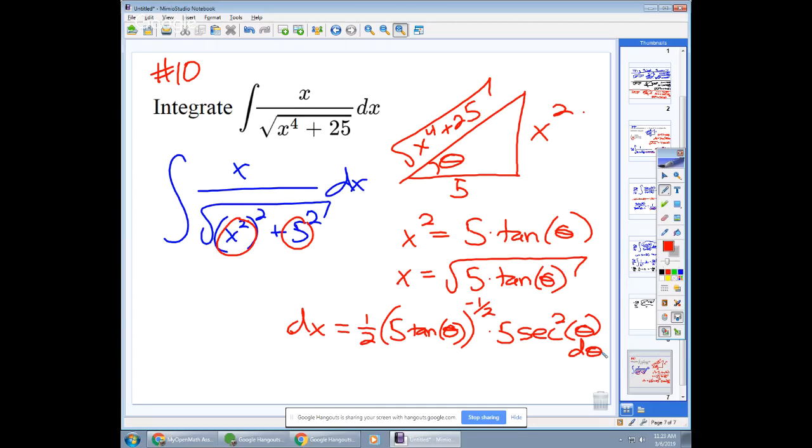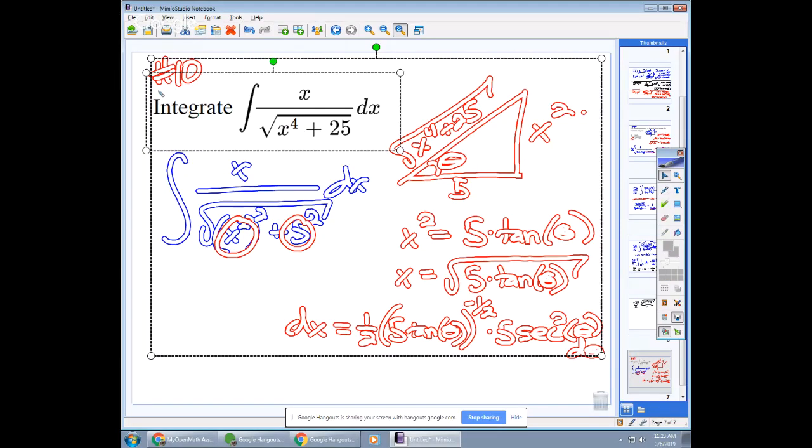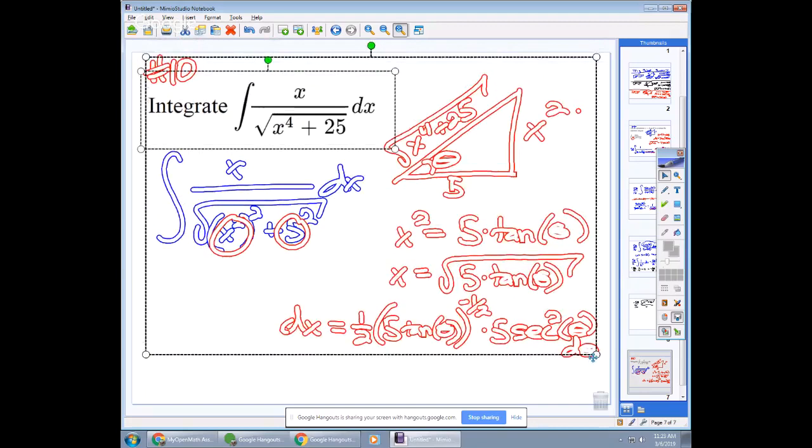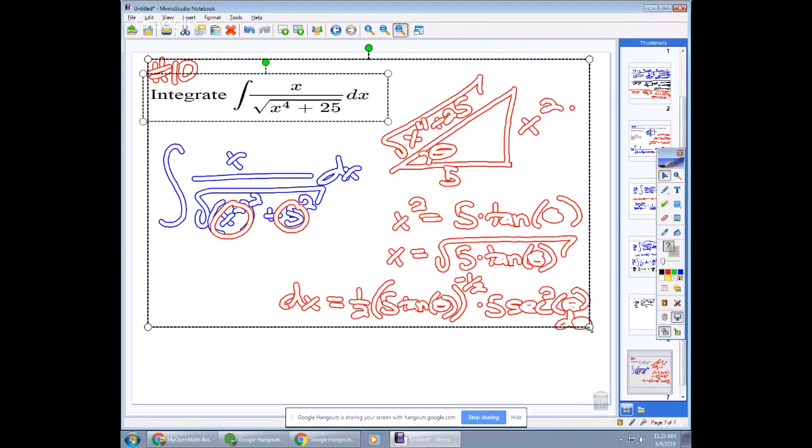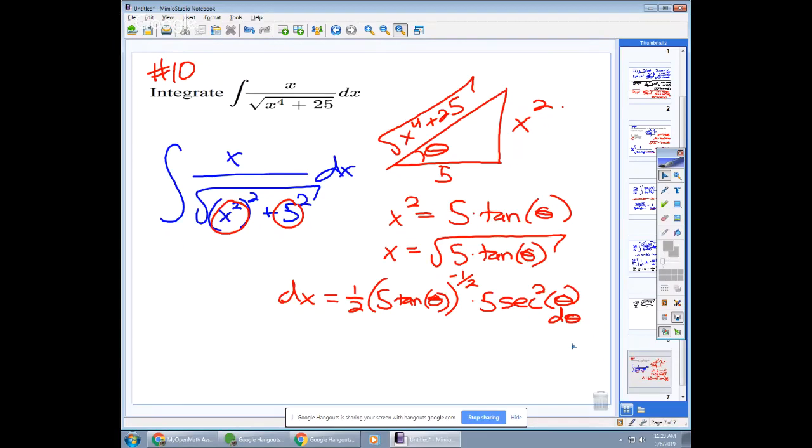I'm going to shrink this a little bit so I can try and fit that underneath. There we go. It's a little weird, but it'll work. All right, so let's see. Piecing this together with our substitution, the x is going to be the square root. So I'm going to have the integral, and I'm going to get the square root of 5 tangent of theta in place of the x. Dx is this fun thing.